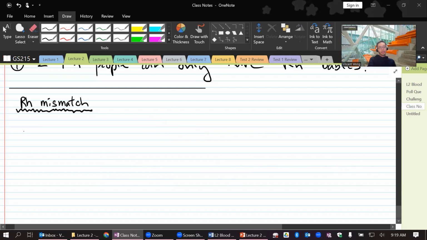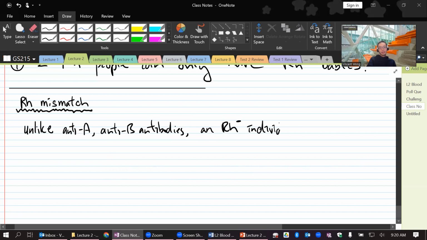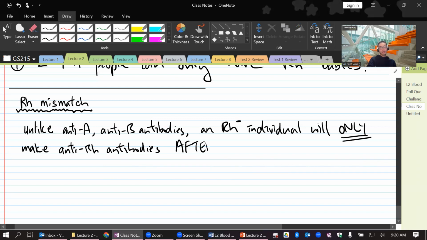So I'm going to write here, unlike anti-A, anti-B antibodies, an Rh negative individual will only make anti-Rh antibodies after they are exposed to Rh positive blood.